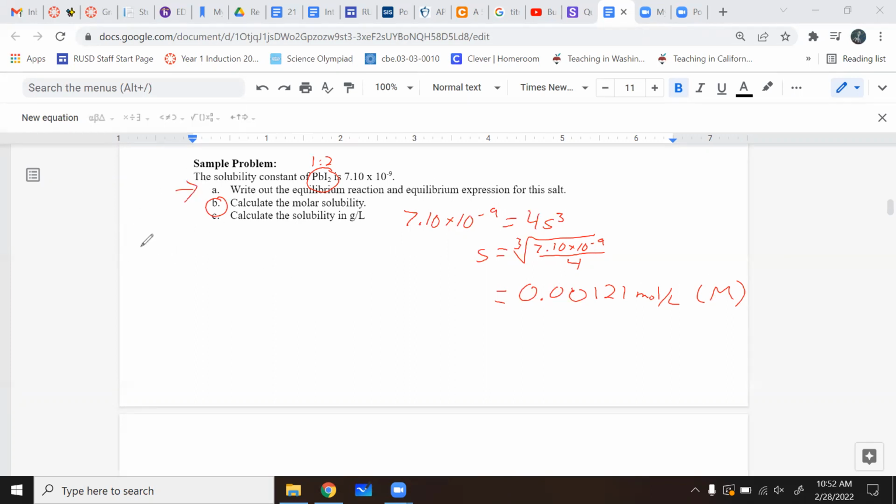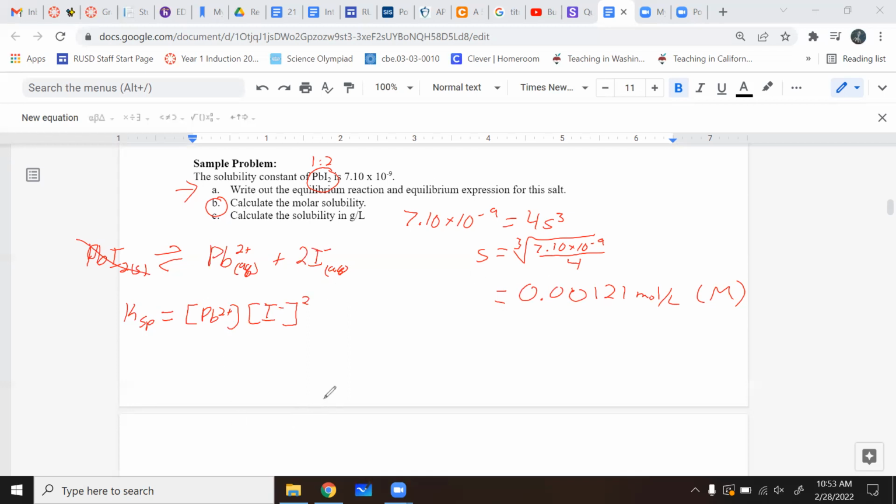So let's address A really quickly. Write out the equilibrium reaction and equilibrium expression. Our equilibrium reaction is going to be PbI2 in solid form, which is in equilibrium with Pb2+ aqueous, plus 2I- aqueous. That's our equilibrium reaction. Our equilibrium expression is going to be Ksp equal to products over reactants, except we're leaving our reactant out because it is in solid state. So we have the concentration of Pb2+ times the concentration of I- squared.